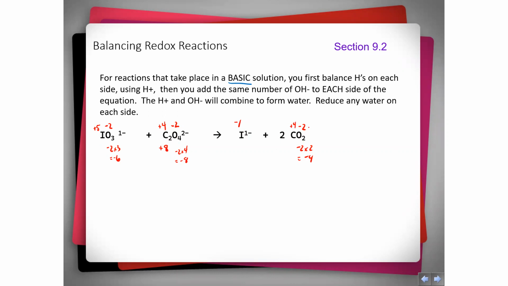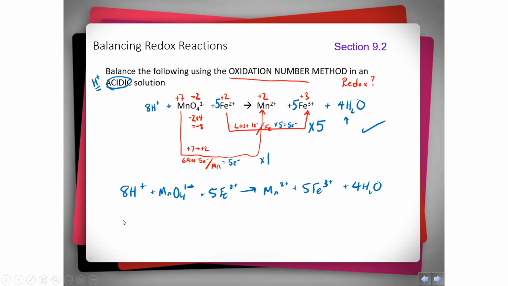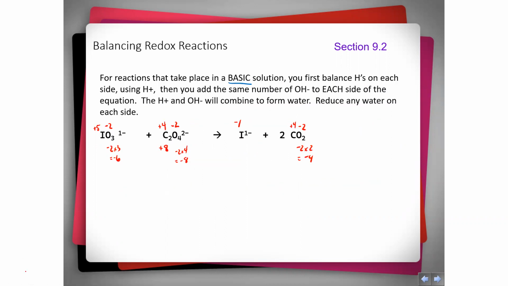Okay, so we've got 3 things here. I've got oxygens, iodines, and carbons. The only things you're going to be paying attention to are the things whose oxidation numbers changed. Notice that carbon was +4 here and +4 here. Its oxidation number didn't change. So you don't care about the oxygen here.